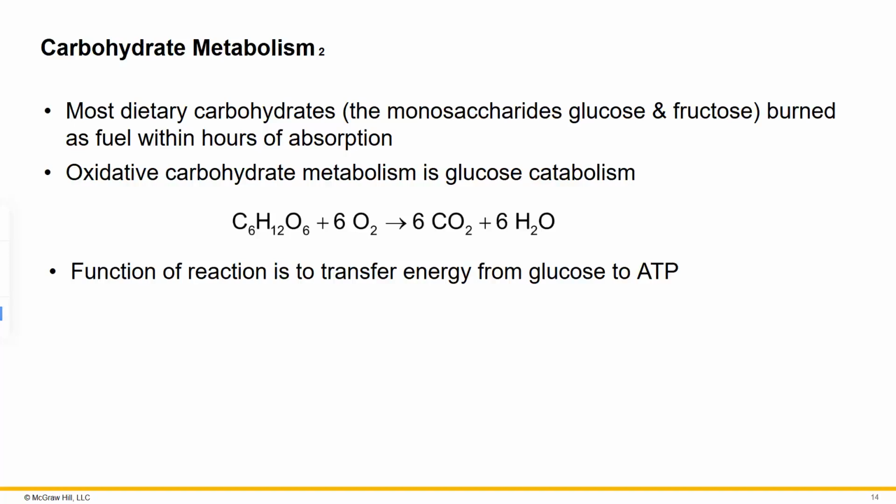Oxidative carbohydrate metabolism is glucose catabolism. So what we do is we take glucose, and this is kind of the very short summary of what happens when we make energy. We take glucose and rip it in half. In that process, we release two energy molecules, and we end up with 2 molecules of pyruvate.